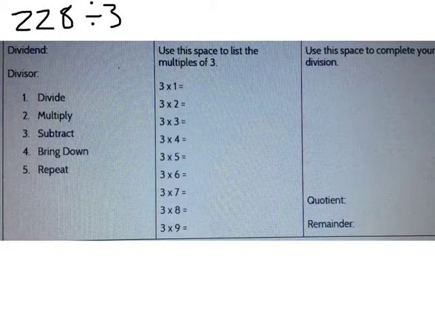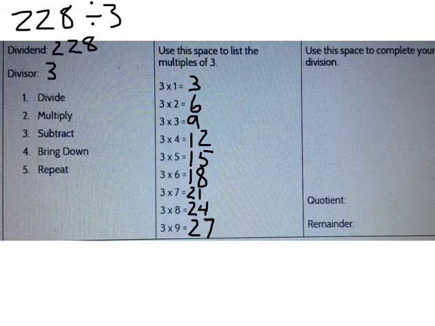228 divided by 3. What's the dividend? The dividend is 228. That's the number I'm dividing. What's the divisor? The divisor is 3. That's the number I'm dividing by. Because I'm dividing by 3, let's list the multiples of 3 so we can quickly know them. Check to make sure the multiples on your paper match the multiples I have written on the screen.